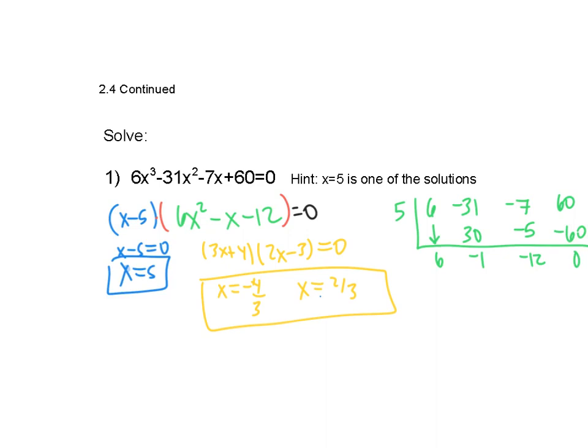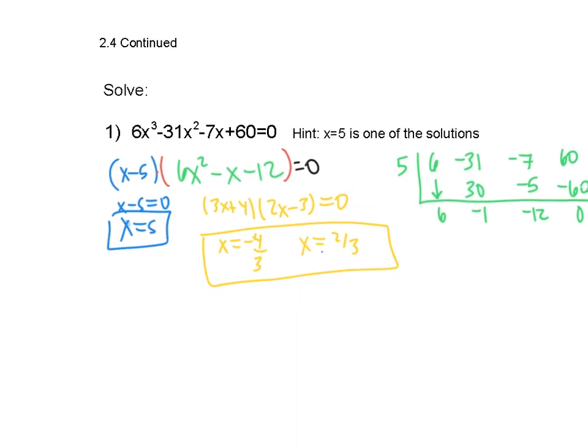I could say x minus 5 is a factor of that polynomial. I could say that x equals 5 is a root. All of these words we use, and we kind of use them interchangeably. So be familiar with the words roots and zeros and solutions and x-intercepts. They all have the same process to find them.